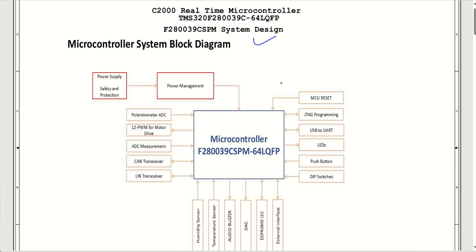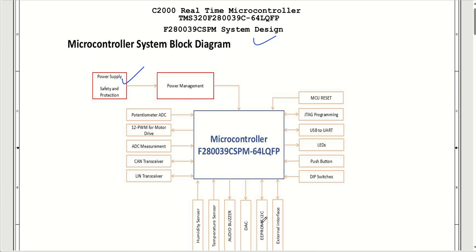So the blocks that we will be designing are the power supply, safety and protections, then power supply management. We will have the microcontroller symbol, and the various peripherals that will be connected: potentiometer ADCs and PWM, ADC measurement or monitoring, CAN transceiver, LIN transceiver, humidity and temperature sensors, an audio buzzer for alarm beep or something like that, and DAC output also.